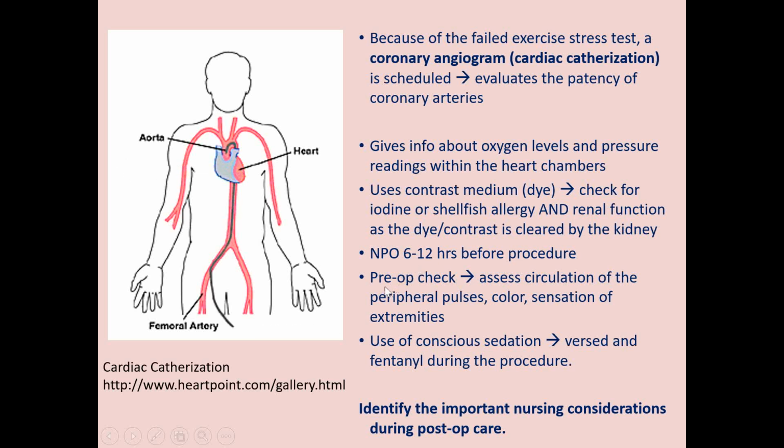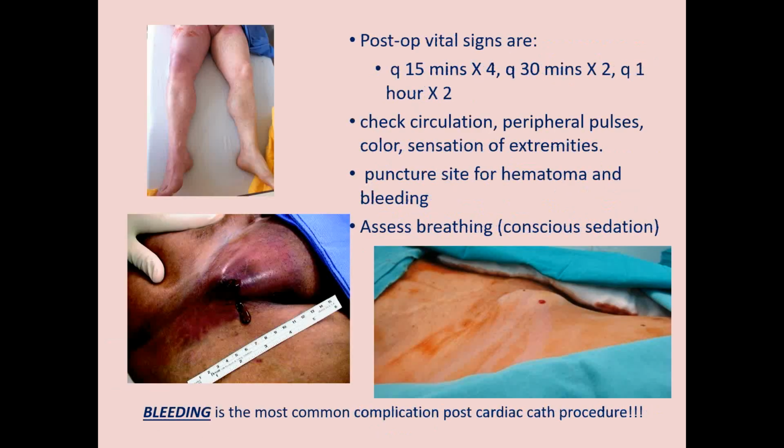So NPO. Pre-op check, again, because we're poking a hole, and the hole is about the size of a very, very small neonate from the artery and the catheter, but you still are poking a hole in the femoral artery. So we need to assess the peripheral pulses before the procedure, and then after the procedure, they'll also be assessed. So these are the worst case scenario pictures.